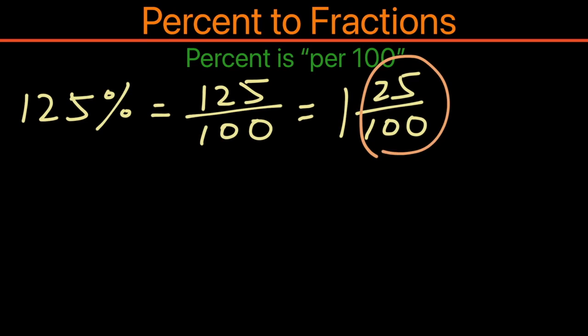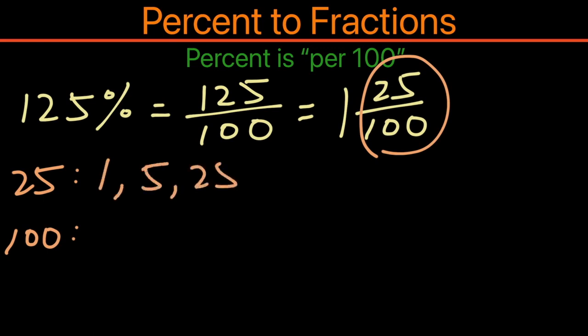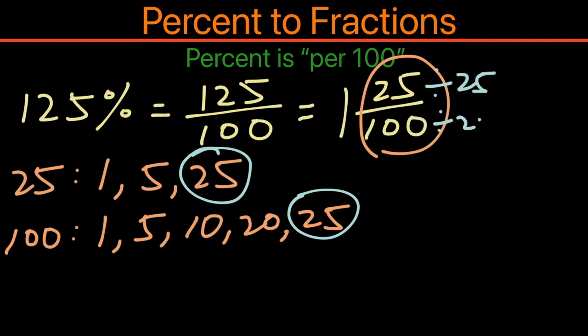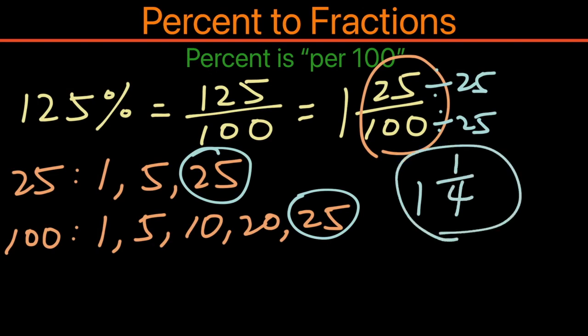And so now we would find the greatest common factor between 25 and 100. So for 25, we have 1, 5, 25. For 100, I have 1, 5, 10, 20, 25. And here we can see 25 is the greatest common factor. So we can divide by 25 here and 25 here. And that gives us 1 and 1/4. And therefore, 125% is equivalent to 1 and 1/4. So these four are examples of how you would convert percent to fractions.